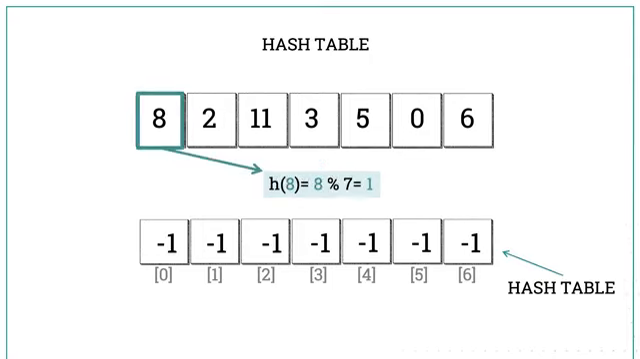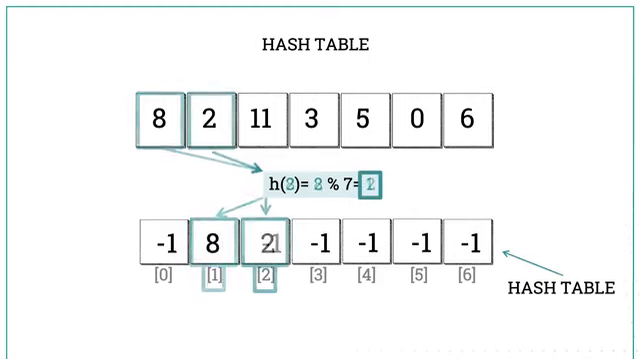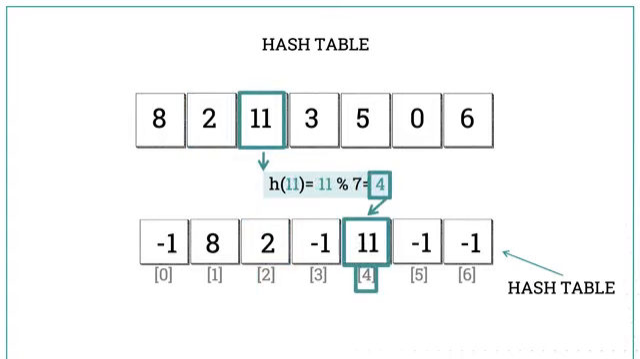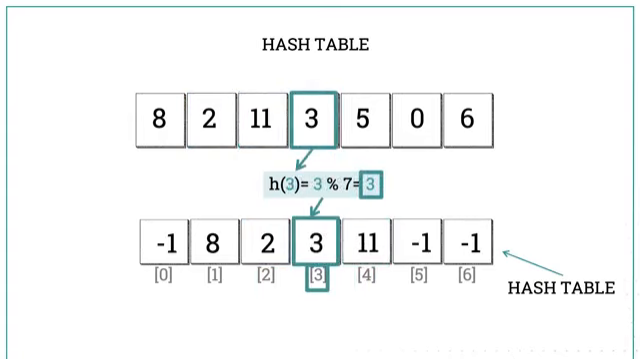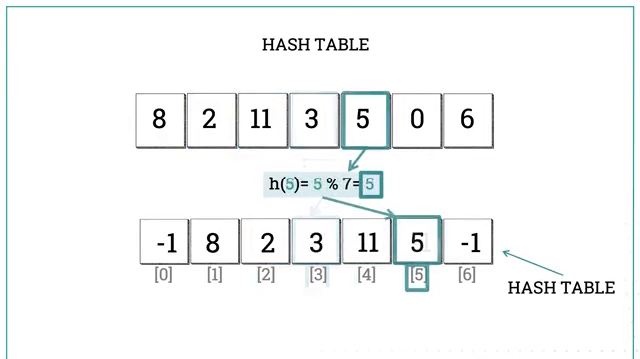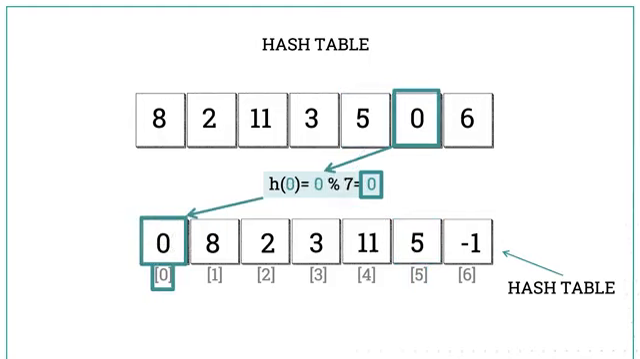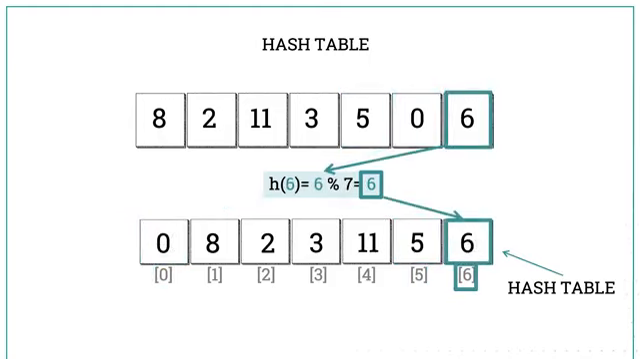Let's start with number 8. We apply the hash function to number 8. 8 mod 7 is equal to 1. So, number 8 is stored in position 1 in the hash table. Applying the same hash function, number 2 goes to position 2, number 11 goes to position 4, number 3 is stored in position 3, number 5 goes to position 5, number 0 is stored in position 0, and finally, number 6 is stored in position 6.